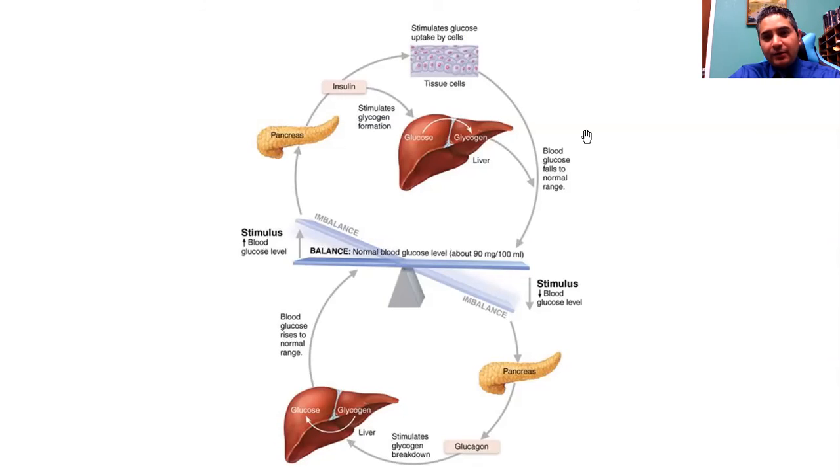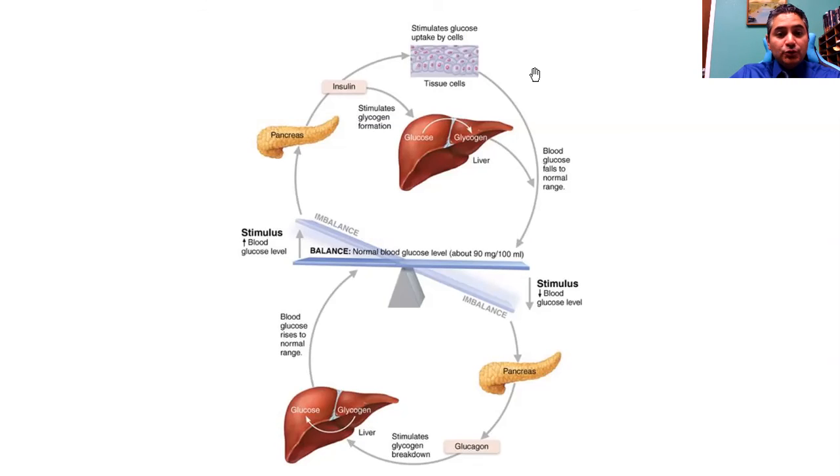So it's going to hook up with the receptor on the membrane and get this glucose uptake by the cells. All right, so once uptake by cells happens, then you could have blood glucose falling to a normal range, and then you can plateau and reach homeostasis or a good level at approximately 90 milligrams per 100 ml sample.